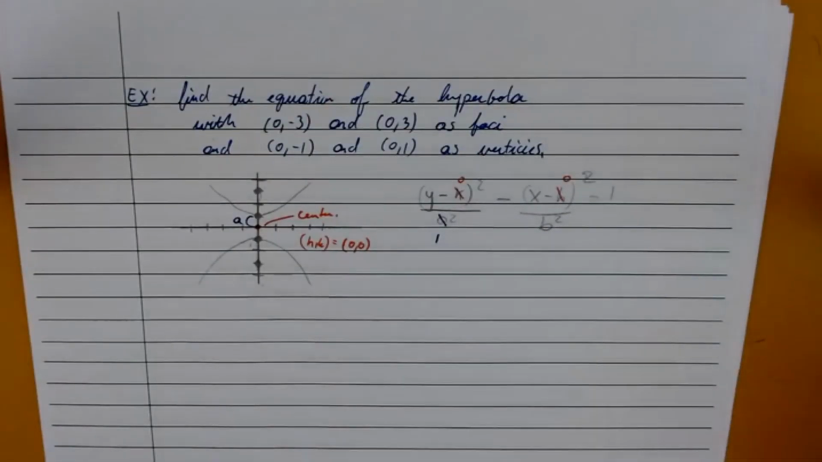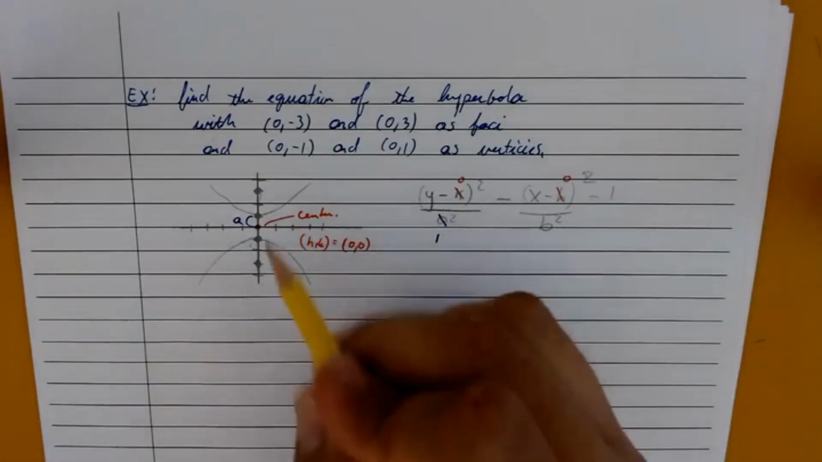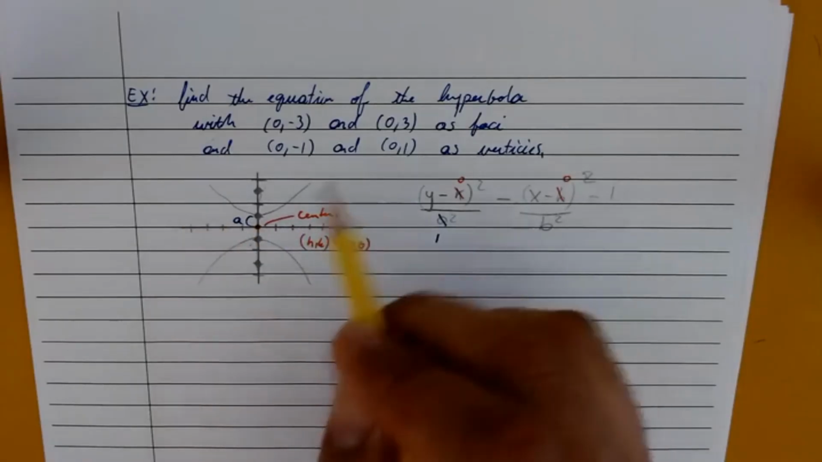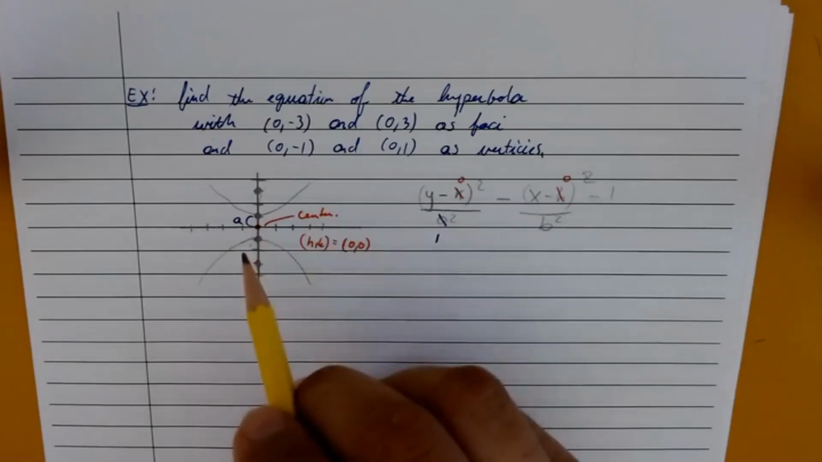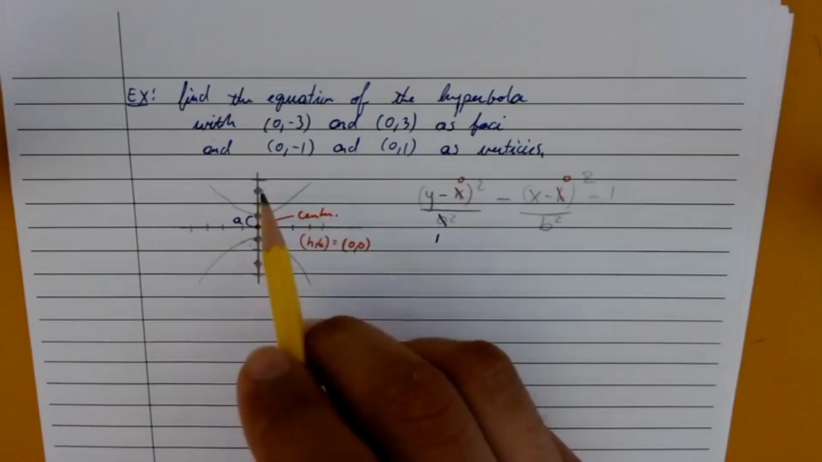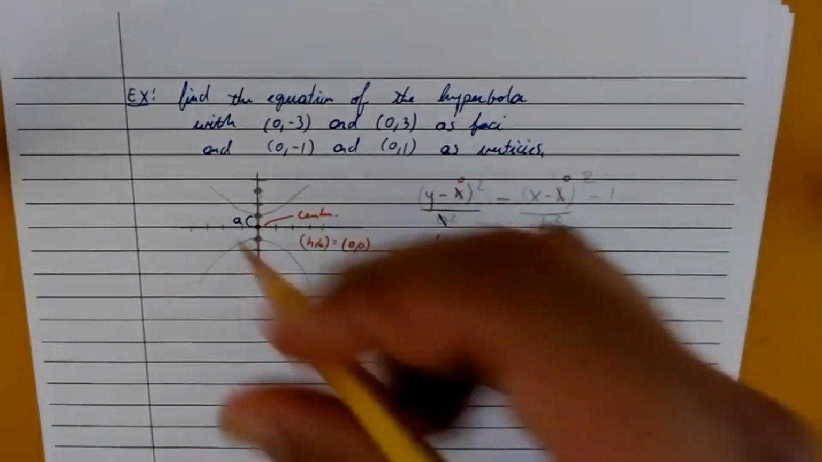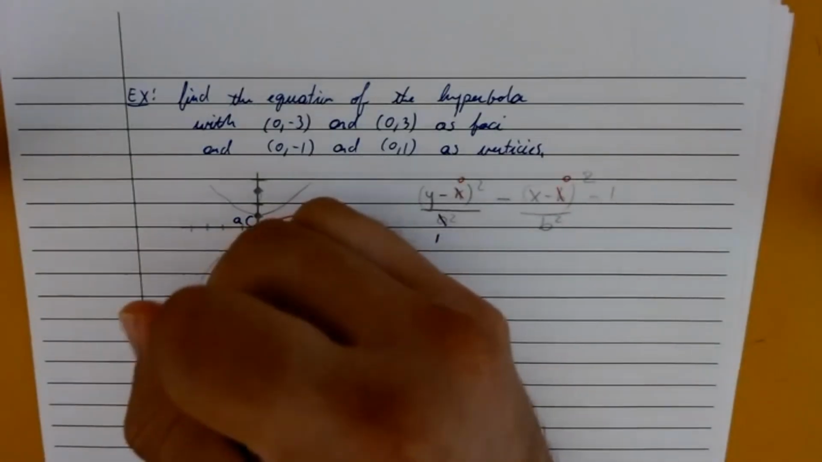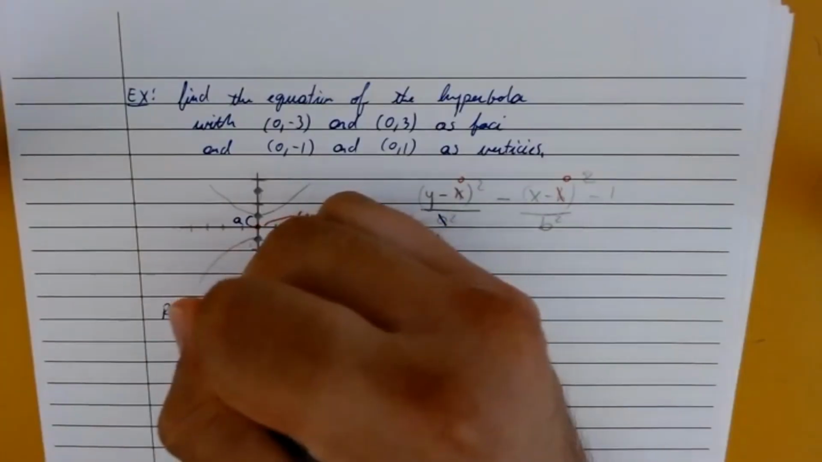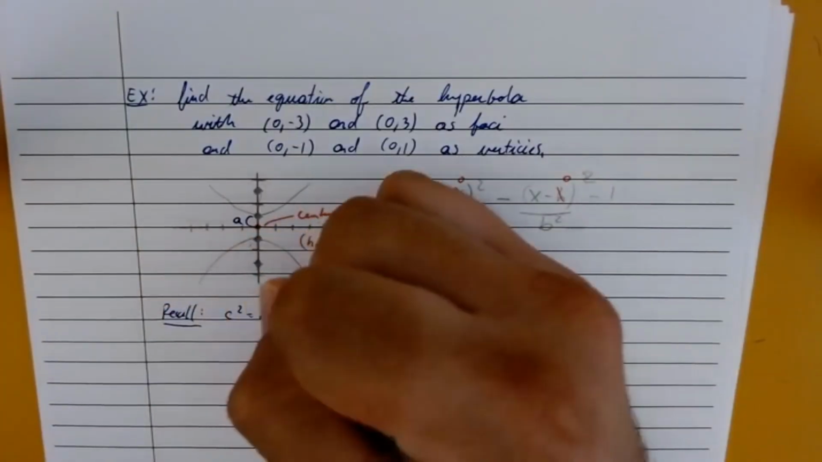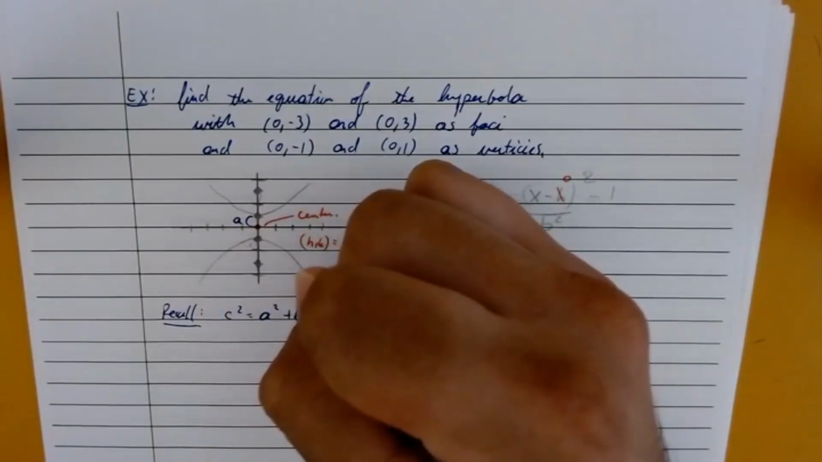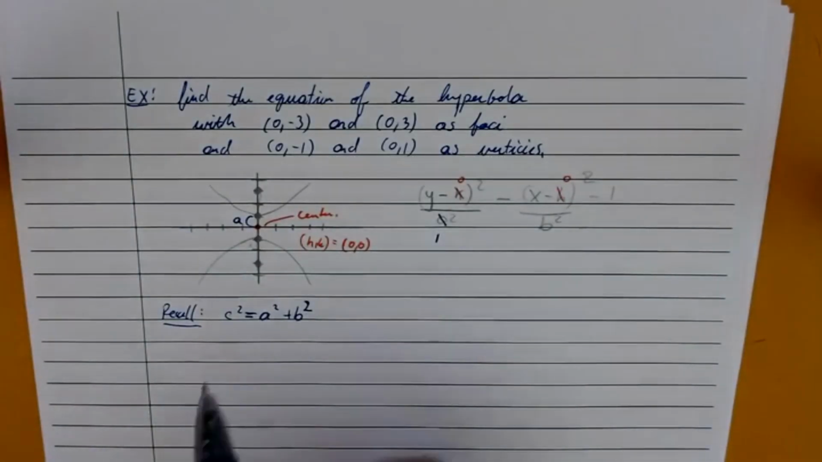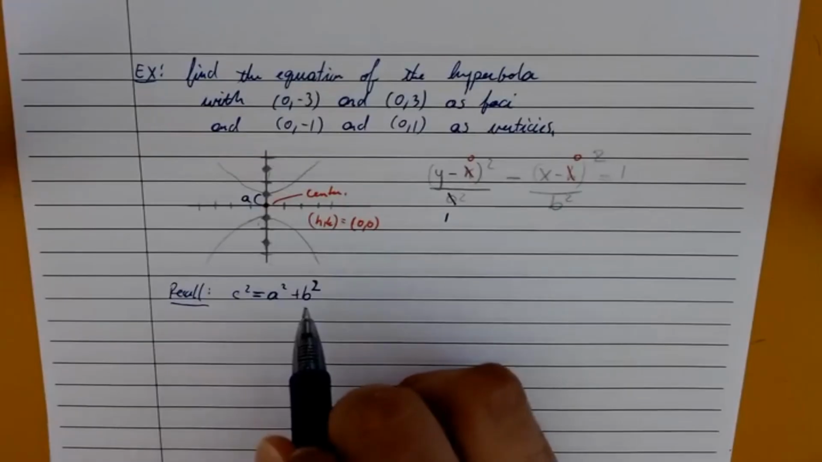Because after all, b is not found directly from either the focus or from the vertex. Now if we had the asymptotes, well then we could figure that out, but we don't have that. Oh, but there's another way to figure that out. After all, we have a relationship between a, b, and c. Here, recall that c² is equal to a² plus b² for a hyperbola. For an ellipse, it's a² minus b². But for a hyperbola, it's a² plus b².